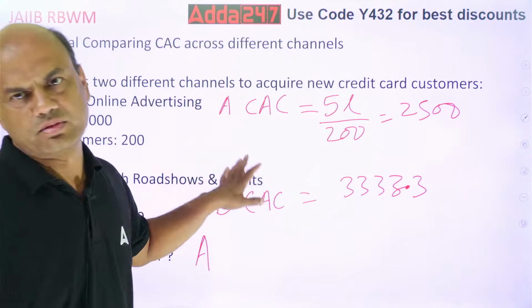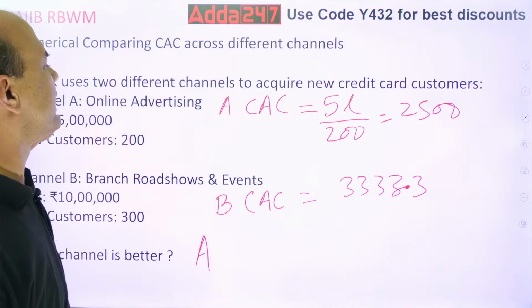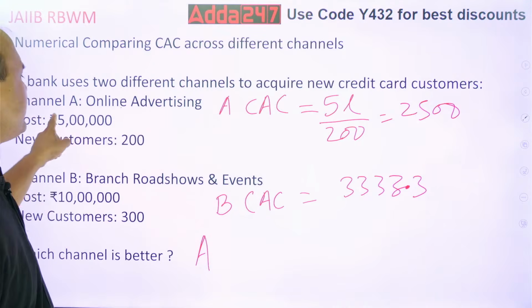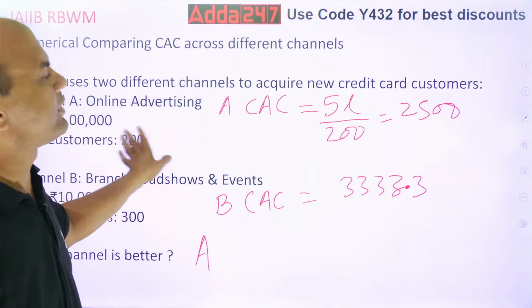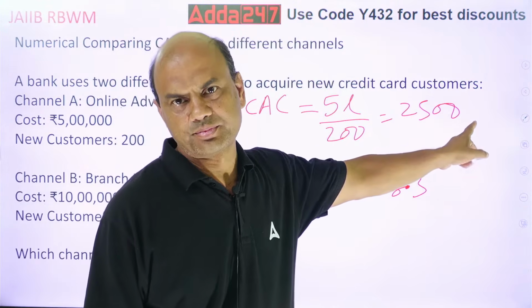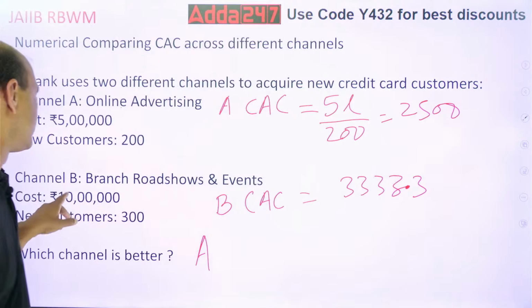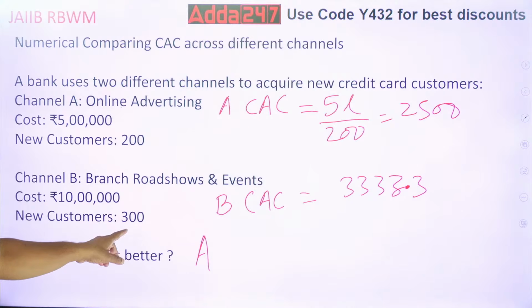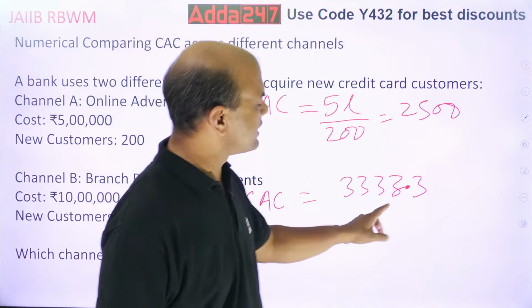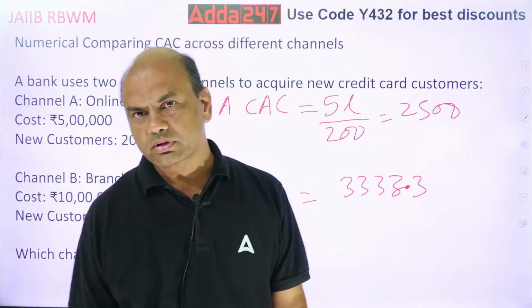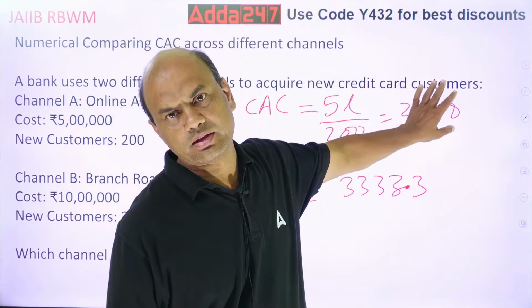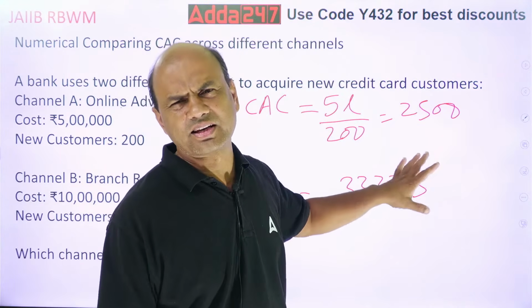Find out the CAC per channel. CAC for channel A: 5 lakhs I am spending, I am getting 200 new customers. So what is my CAC? 2500. Second one, channel B: 10 lakhs I am spending, I am getting 300 new customers. So what is my CAC? 10 lakh upon 300, so it is 3333.3. So customer acquisition cost in channel A is 2500 and channel B is 3333.